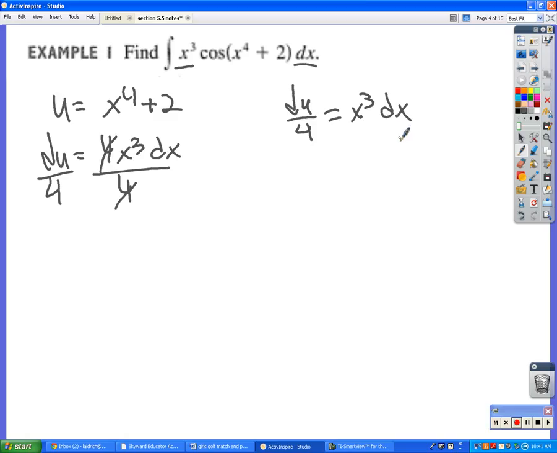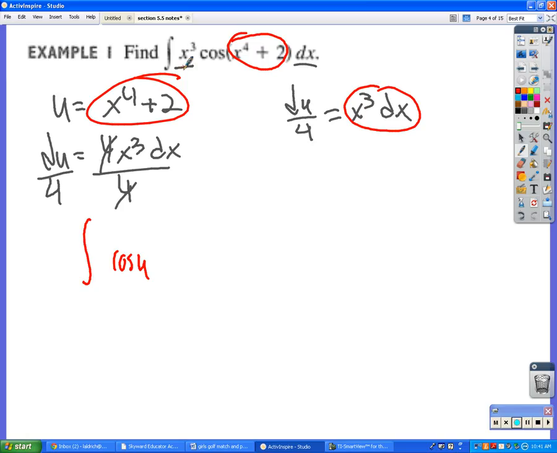All right, so now, let's use a different color for emphasis. The x to the 4th plus 2 is this piece right here, okay? So that's going to be the cosine of u. And then the x cubed dx is this and this right here. So that's going to be du over 4.